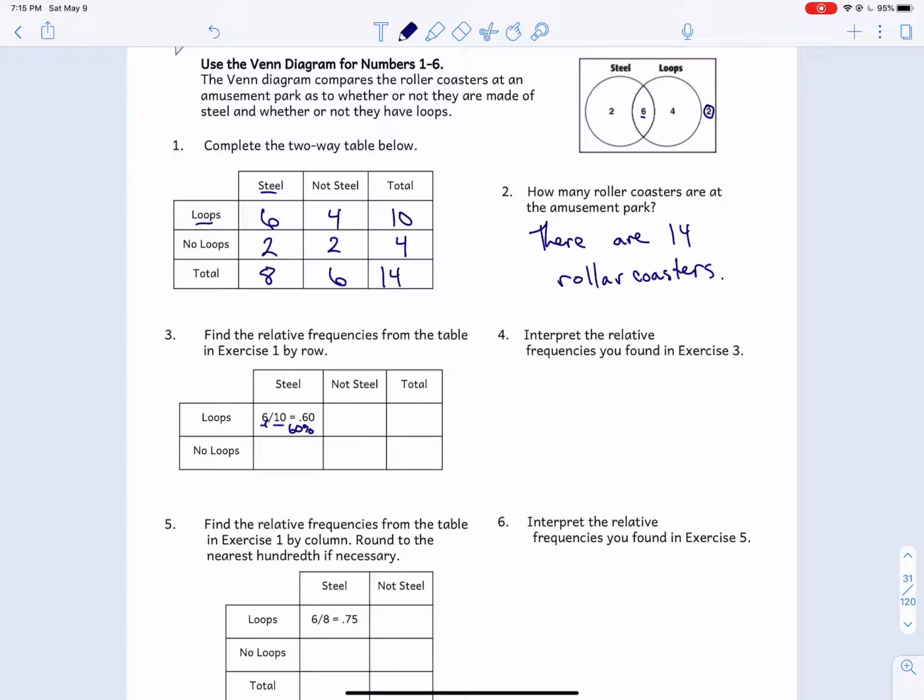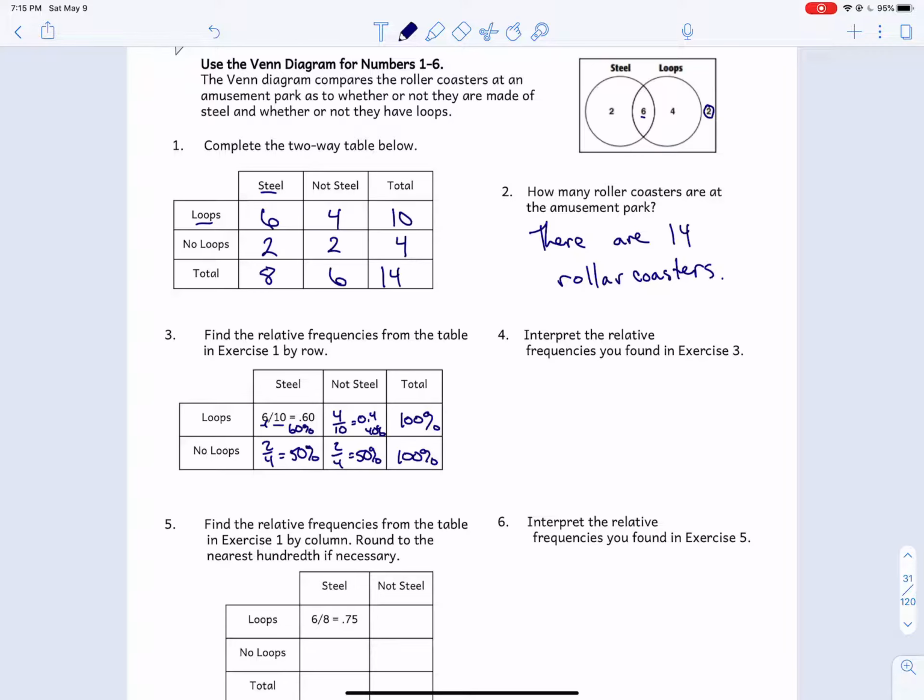Okay, let's continue filling this in. So 4 out of 10, that's 0.4 or 40%. If we add those together, it's going to be 100%. Okay, and then the second row, 2 out of 4, which is 50%. And the other one is 2 out of 4, which is also 50%. If we add those together, we get 100%. We should get 100%, always.